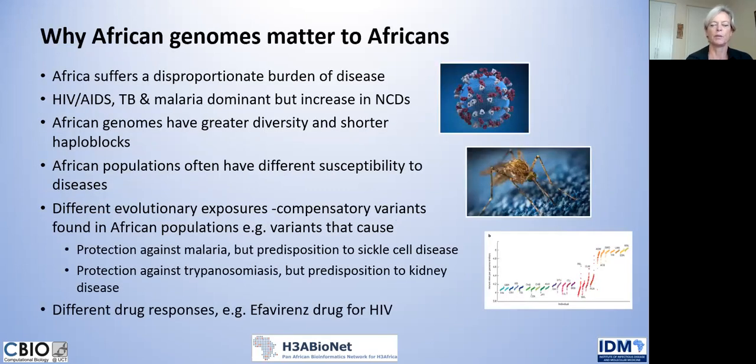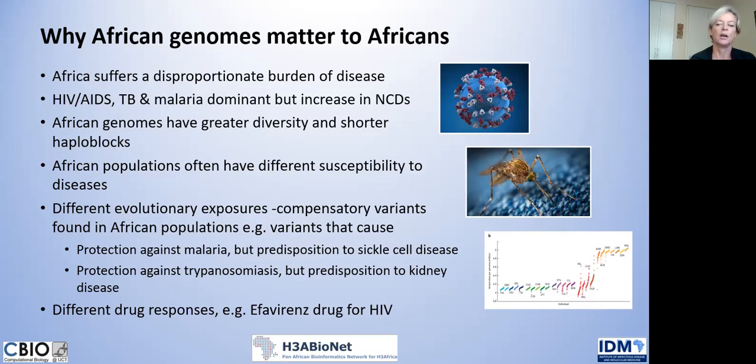So African genomes matter to Africans, African individuals, because Africa suffers a disproportionate burden of diseases. This is both communicable and non-communicable diseases. And African genomes have a huge diversity. So they have shorter haploblocks, amazing diversity between different groups, even within a country. And this is because of the age of African populations and the fact that everybody else was derived from African populations.